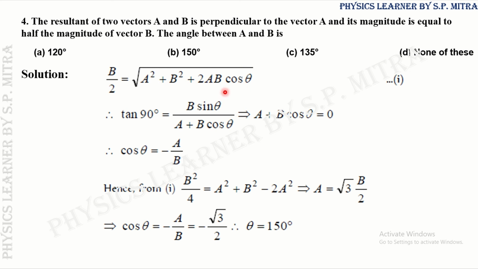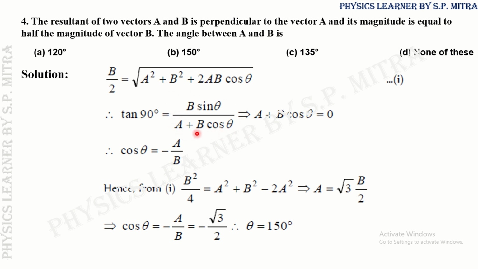Again, it is also mentioned that the resultant is perpendicular to the vector A. Therefore, as the angle between A and R is equal to 90 degree, tan 90 is equal to B sin theta by A plus B cos theta, which is also an application of the parallelogram law of vector addition. Now we know that tan 90 is equal to infinity. That implies that the denominator will be equal to 0. Otherwise, this term cannot become equal to infinity.